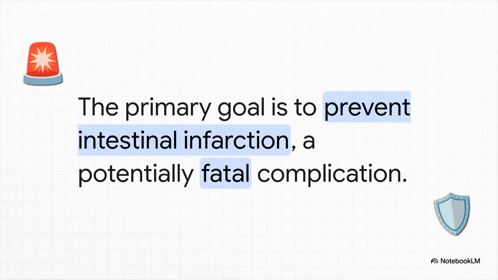So let's be super clear about the goal here. Why are we so aggressive about starting anticoagulation? It's all about preventing an absolute catastrophe. We're trying to stop that clot from creeping further down into the mesenteric veins, which would choke off the blood supply to the intestines and lead to bowel death. That is the disaster we are trying to prevent.